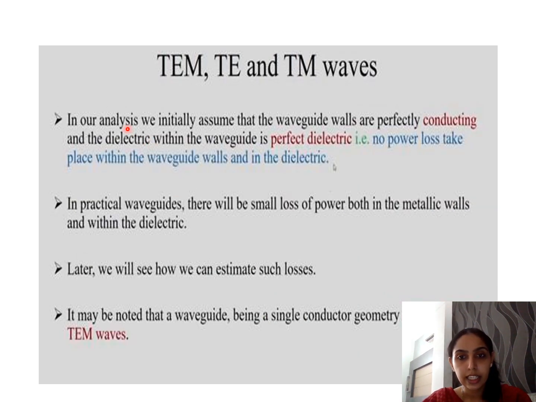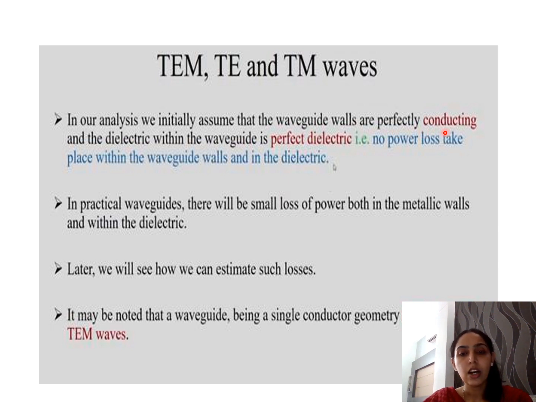In all our analysis, we assume that the waveguide which we are considering is a perfect waveguide. That is, the dielectric existing inside is a perfect dielectric, with no power losses taking place in the dielectric, and the walls are also perfectly conducting. In practical considerations, waveguides will always have loss of power. But for our analysis, we neglect all these power losses occurring in the waveguide.